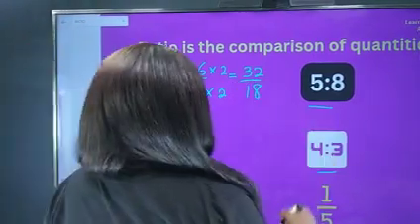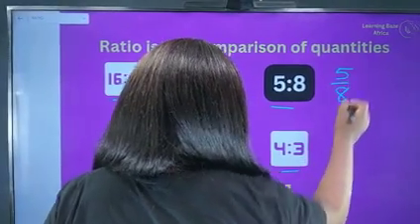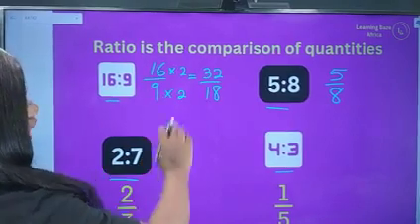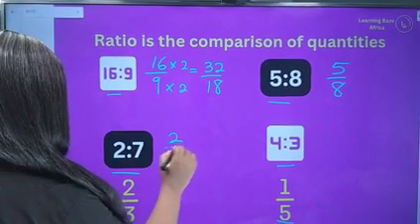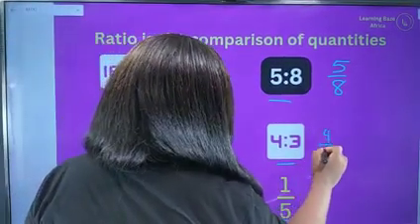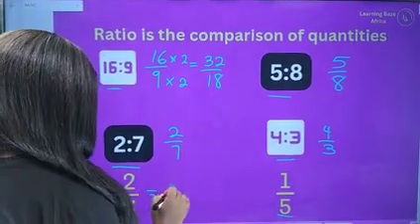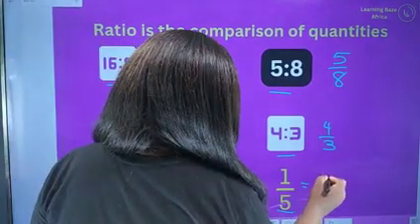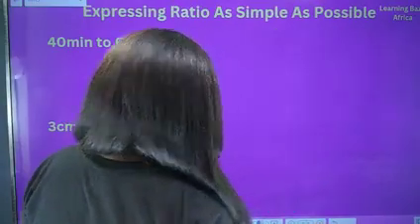So 5:8 can also be written as 5 over 8, okay? So this is just an example of how to express ratio as simple as possible. 2:7 can be written as 2 over 7. 4:3 can be written as 4 over 3. 2 over 3, now writing ratio, is 2:3. Then 1 over 5 can be written as 1:5.